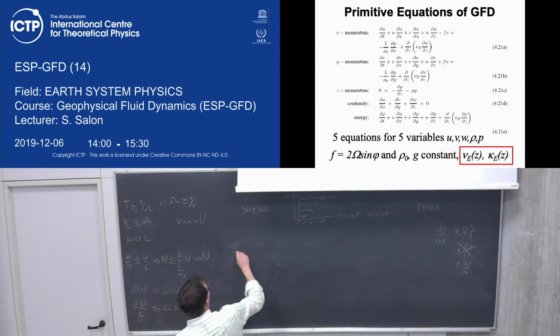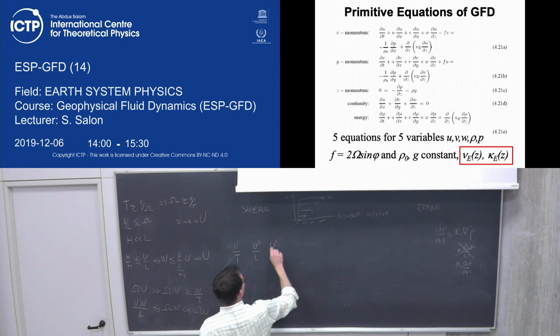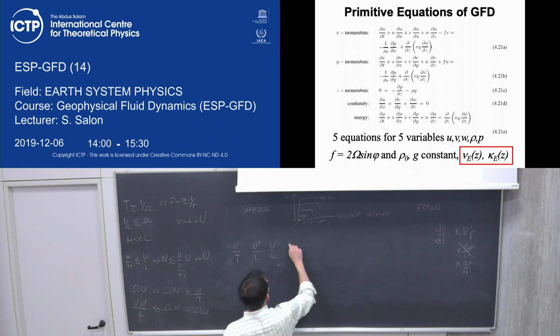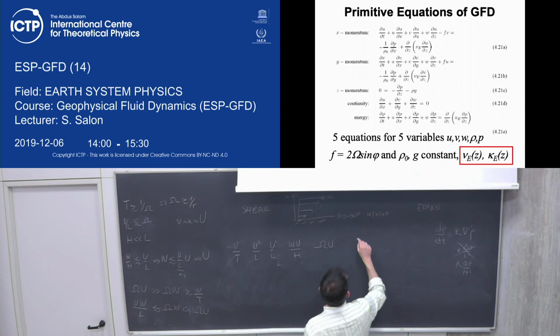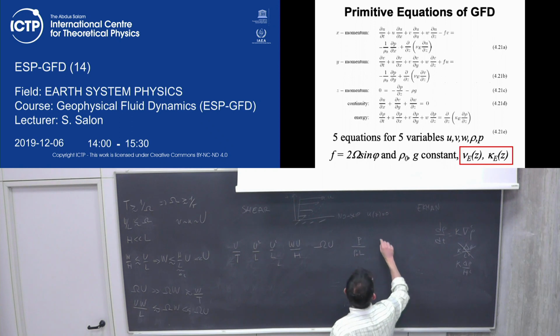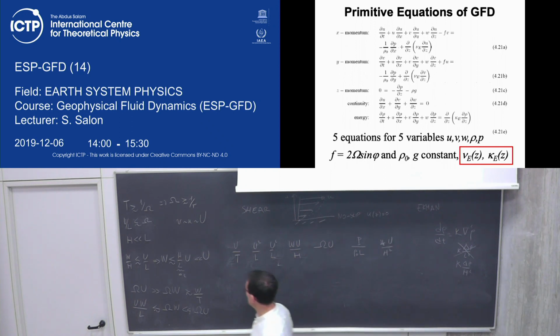so we have u over t, then we have u square over l, u square over l, w u over h, omega u, and then we have p over rho zero l, and then we have, let's say, mi u over h square. Okay, so in the horizontal, as we said, the rotation plays the most important role.